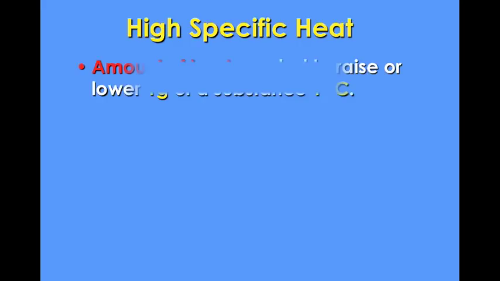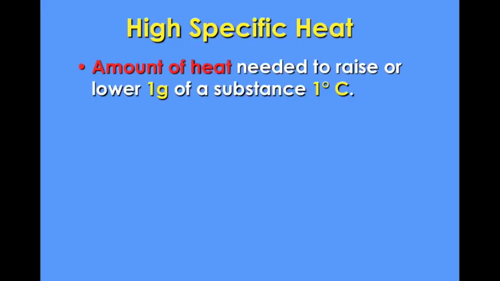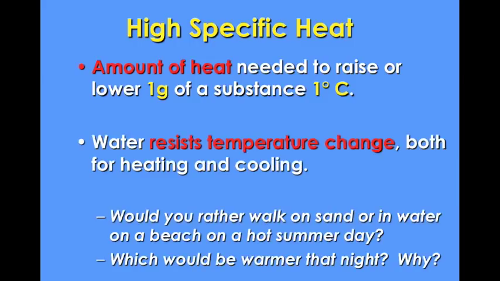High specific heat. The amount of heat needed to raise or lower 1 gram of water or a substance 1 degree Celsius. Water resists temperature change. It doesn't like to change, both for heating and cooling, which is one of the reasons why boiling water takes a long time. You need a high heat. So would you rather walk on sand or in water on a beach on a hot summer day? And then at night, which would be warmer, the water or the sand, and then why?